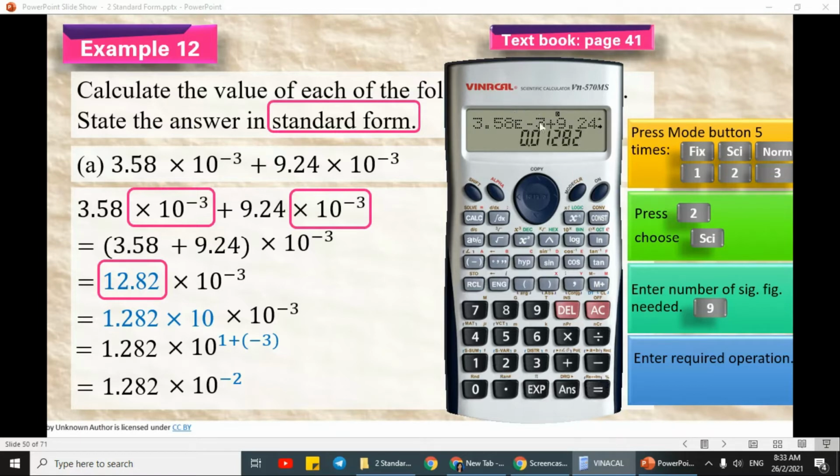After we check the answer, this is not standard form. So we can press the mode key. You can refer to the instruction here. Press mode 5 times until you see this. Then we choose 2, SCI, which means standard form. This is the significant figure. So we press 9 because the question doesn't request any. Then you continue right now. 1.282 multiplied by 10 to the power of negative 2. We can ignore the 0 at the back.